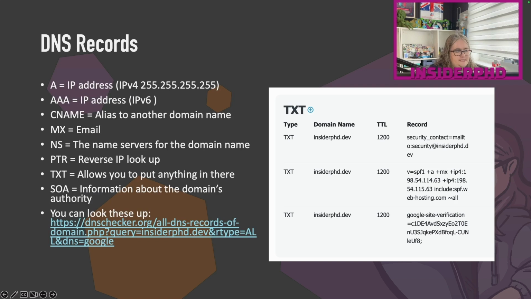There's a bunch of other types of DNS records that you can have. You can have A records, which is an IP address. AAAA records, which are an IP address but in version 6 form. A CNAME, which is an alias to another domain name. MX, which is email, NS, which is the name servers. There's also reverse IP lookups, so if you have an IP, you can see what's being hosted there or what's pointing to it. TXT, which allows you to put anything in here. This is my text record, and you can see I've got a security contact text record, which talks about the domain's authority.